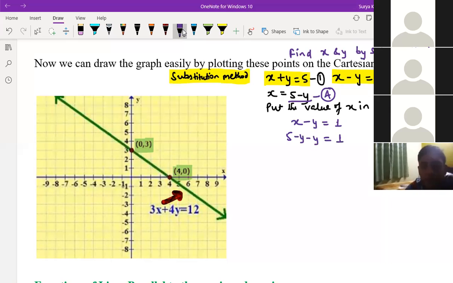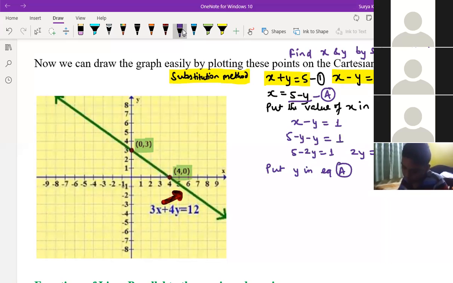Yes, sir. So it becomes 5 minus 2y is equal to 1. So you'll get 2y is equal to 4, right? y is equal to 2. Okay, sir. And same, put the value of y in equation A. That will be easier now. x is equal to 5 minus y, so 5 minus 2, that is 3.